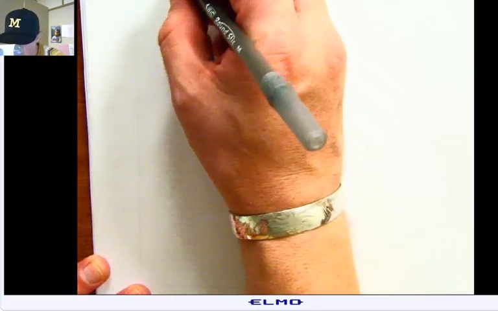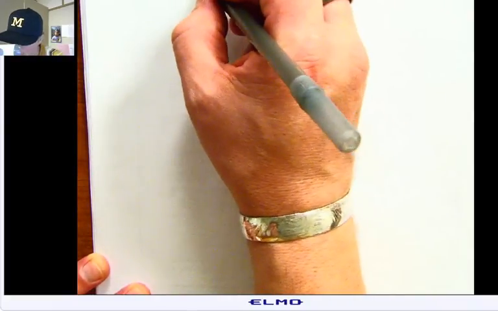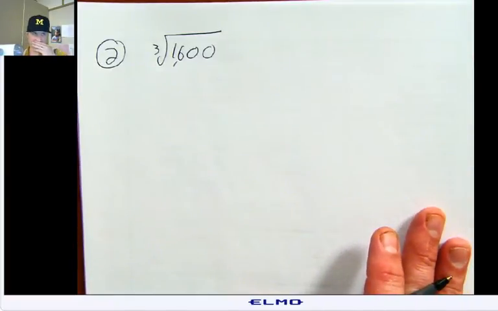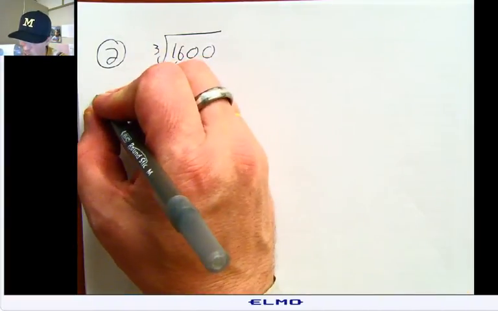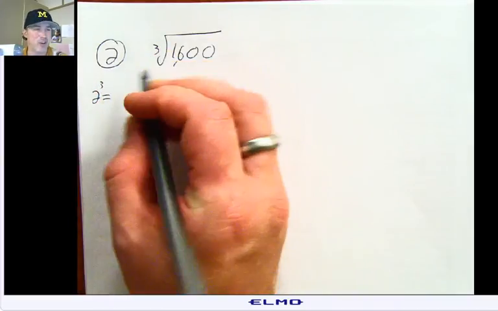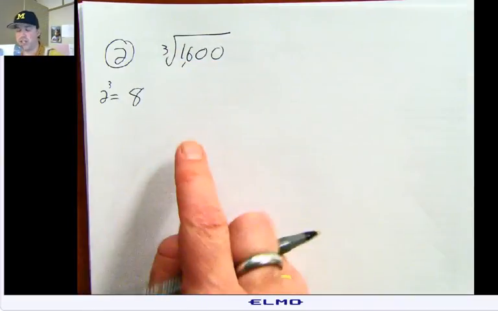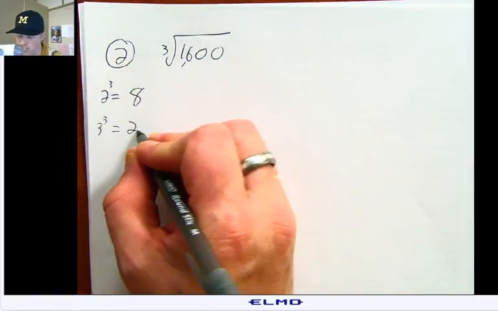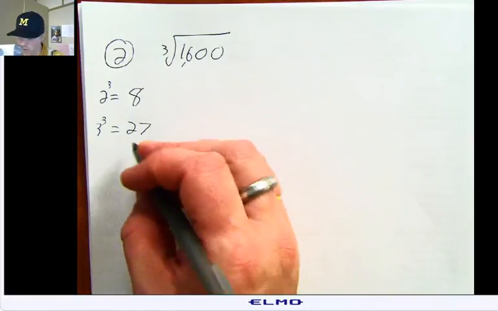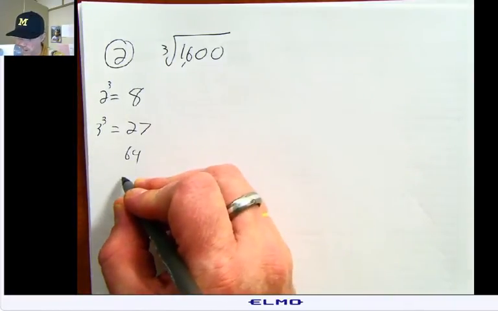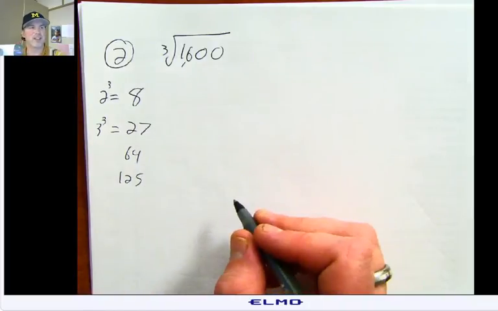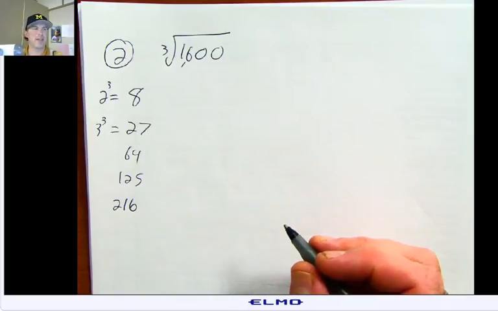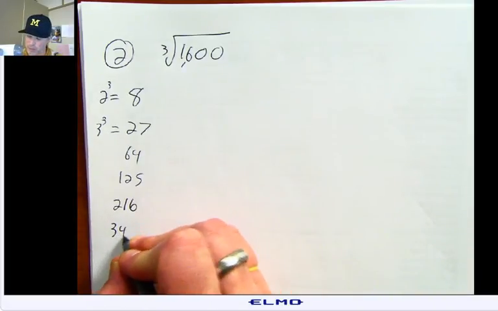Let's say I had the cube root of 1,600. So much like square roots, you first want to think of what are the numbers that you know the cube root of. And that's cube list. 2 cubed, that's 8. So the cube root of 8 is 2. 3 cubed, 3 times 3 times 3, that's 27. 4 times 4 times 4 is 64. 5 times 5 times 5, 125. 6 times 6 is 36, times another 6 is 216. 7 times 7 times 7, 343.